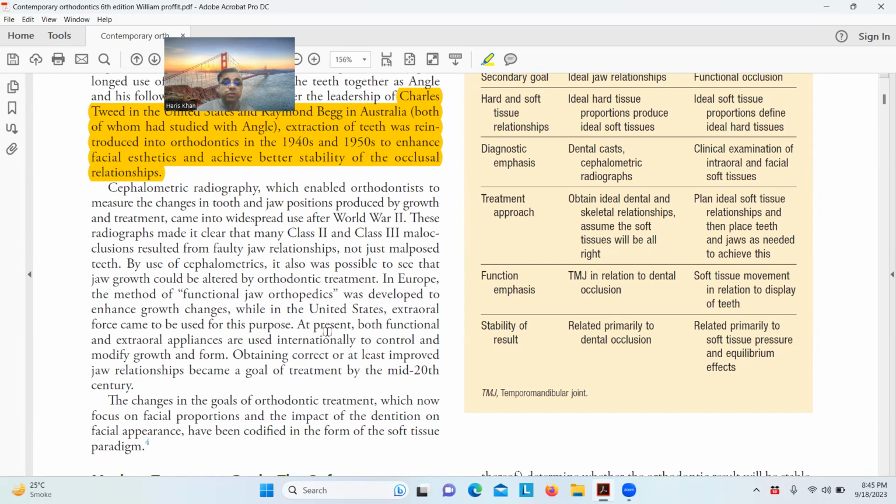So again, for the sake of discussion, in Europe there was functional jaw orthopedics, while in the United States extraoral forces were used more. Just for the sake of discussion, it might come up in some viva or at some conference at intellectual levels. Otherwise, it's not something important for written MCQs, right?